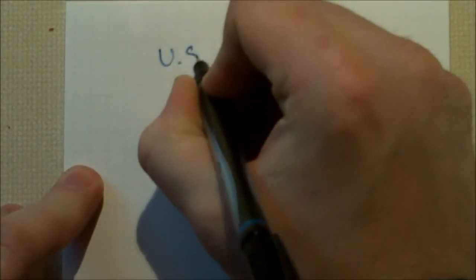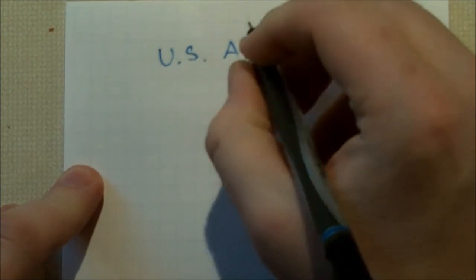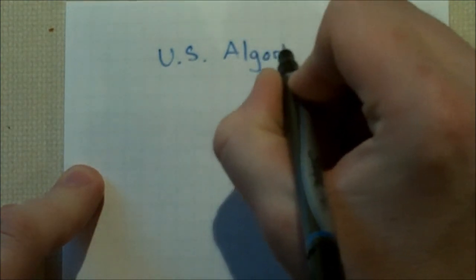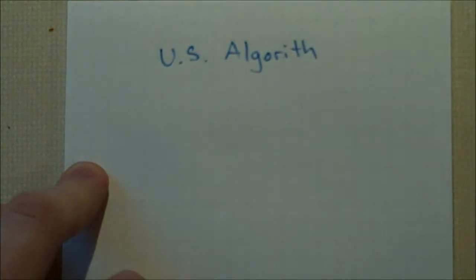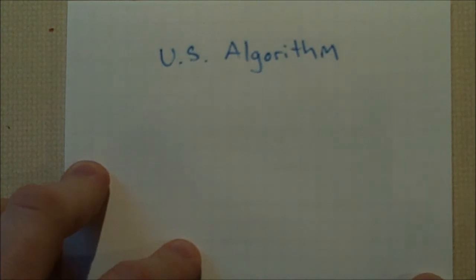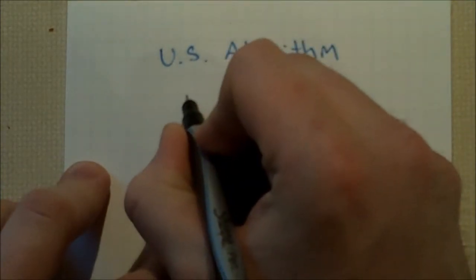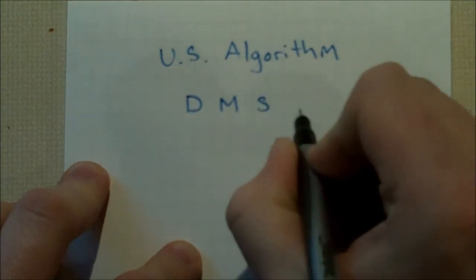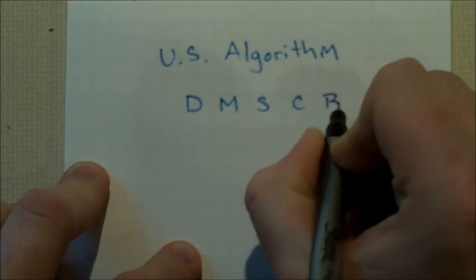So our second strategy that we're looking at for division is called the US algorithm. This is also called the traditional algorithm, or just long division. This is the way that I learned to divide when I was in school, and the way that many of my students' parents learned to divide when they were in school as well. And when we learned this strategy, we remembered the phrase, "dumb monkeys steal cold bananas."